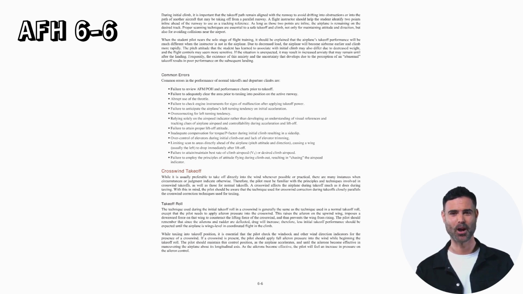Crosswind takeoff. While it is usually preferable to take off directly into the wind whenever possible or practical, there are many instances when circumstances or judgment indicate otherwise. Therefore, the pilot must be familiar with the principles and techniques involved in crosswind takeoffs, as well as those for normal takeoffs. A crosswind affects the airplane during takeoff much as it does during taxiing. With this in mind, the pilot should be aware that the technique used for crosswind correction during takeoffs closely parallels the crosswind correction techniques used for taxiing.